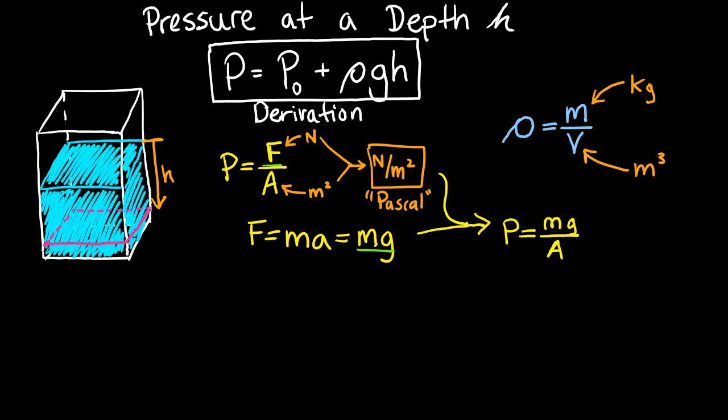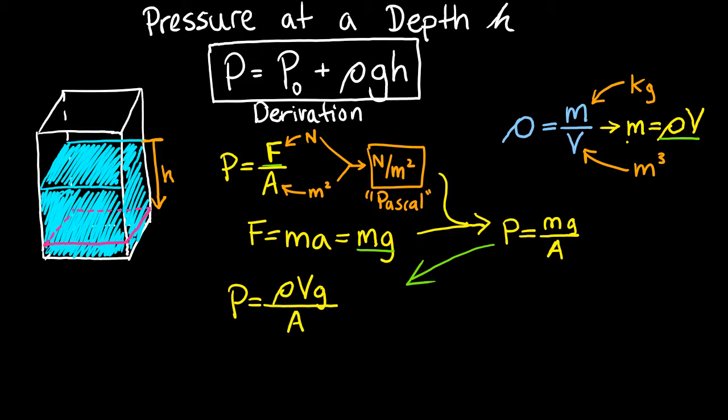We're going to take the density equation and solve for m, which will give us that mass is equal to the density times the volume. Knowing this, we can substitute rho times v, which is density times volume, in for where m is here. And that gives us our third step of our derivation. Pressure equals the density times the volume times the acceleration of gravity divided by area.